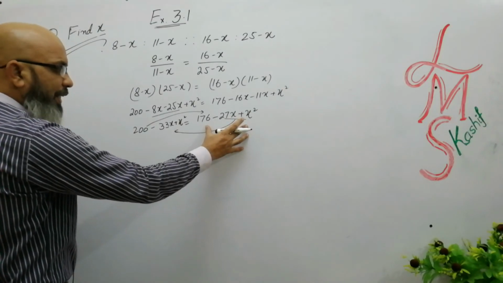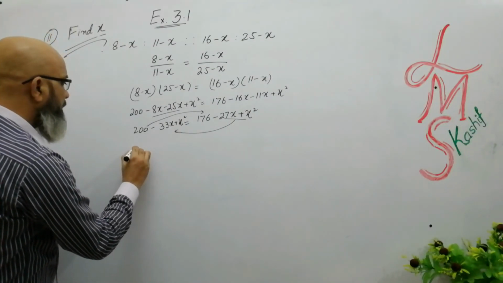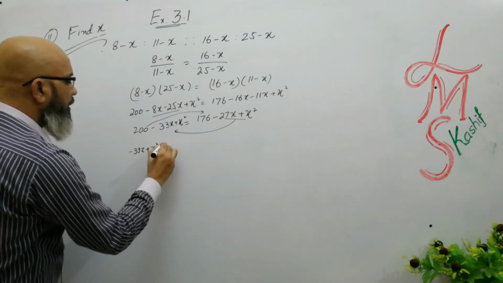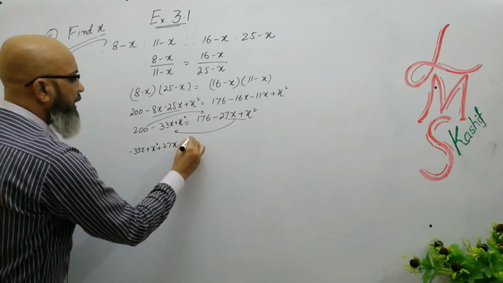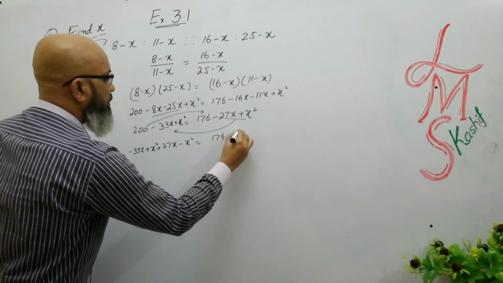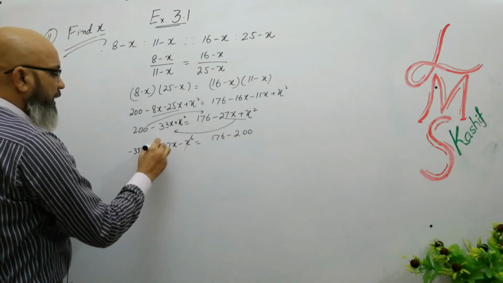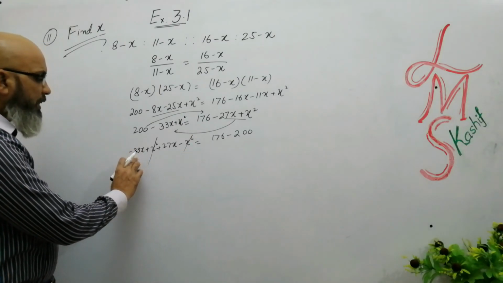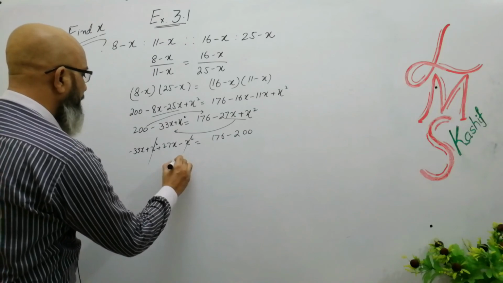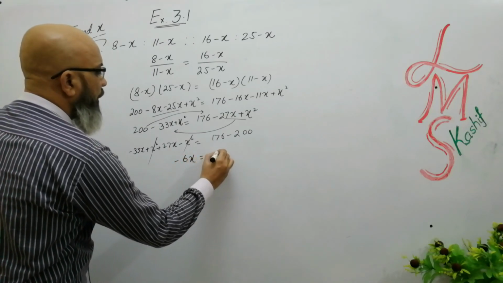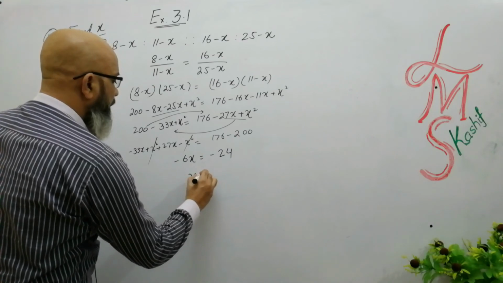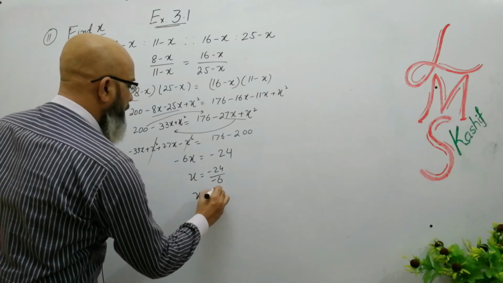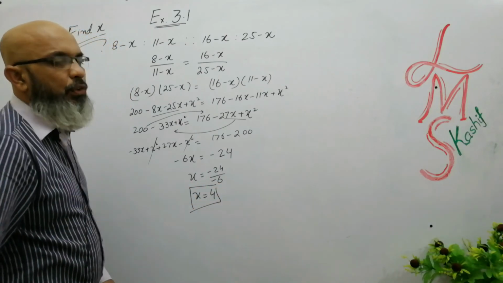So we will change the signs when we move these values, means minus 33x plus x square, this minus will come here, positive minus x square is equal to 176 minus 200. This x square with this x square minus x square, it comes 0. So minus 33x plus 27x, what we get, minus 6x. Here we get minus 24 divided by minus 6 on both sides. So we will get our answer, that is x is equal to 4.